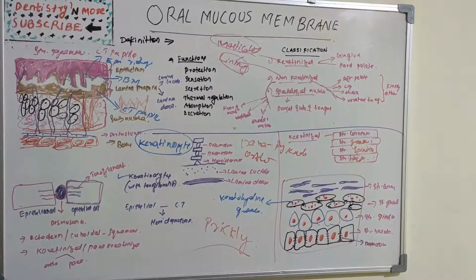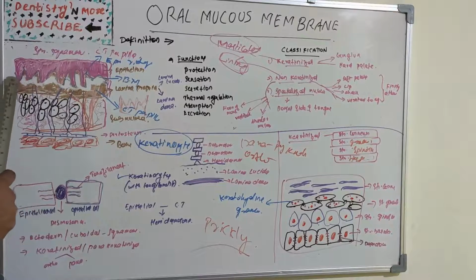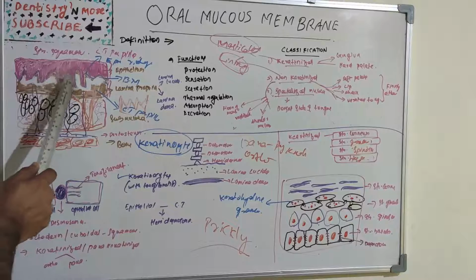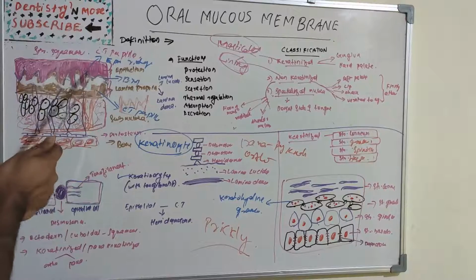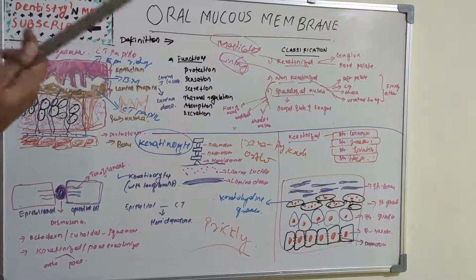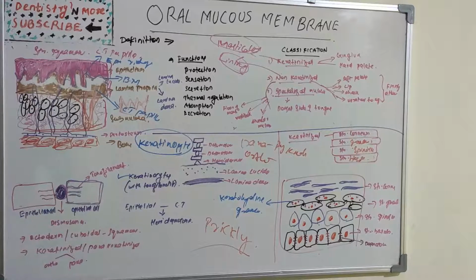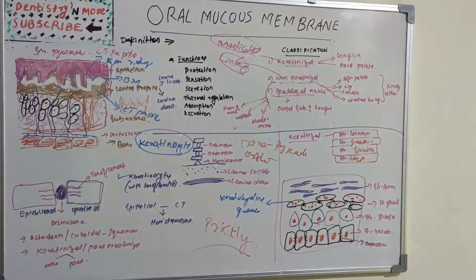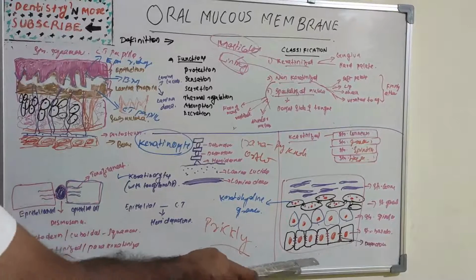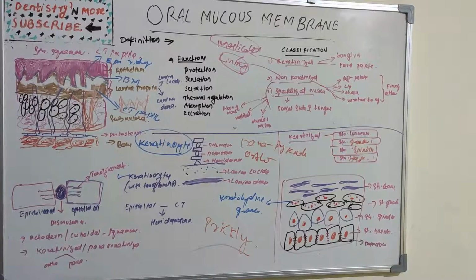So let's start with stratum basale. It is a deeper layer which is present above the basement membrane. So this blue line, hope you remember, is the basement membrane, which separates epithelium and connective tissue, or in exact, epithelium and lamina lucida. It is connected by hemidesmosomes. They are cuboidal or columnar cells, and cells of the basal layer have the most mitotic activity.